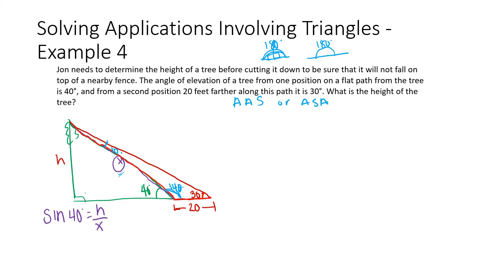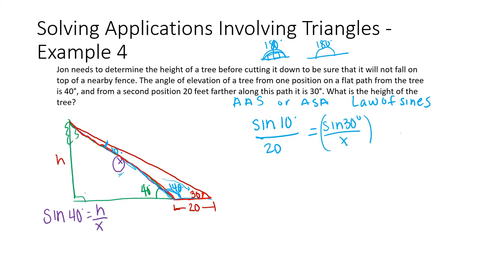Okay, so this means that I can use the law of sines to solve for x. All right, so I'm going to set this up. So the sine of that 10-degree angle divided by its opposite side equals, now I want to solve for x, which is here. So the opposite angle is 30 degrees. So the sine of 30 degrees divided by x. So now I can go through and solve for x.